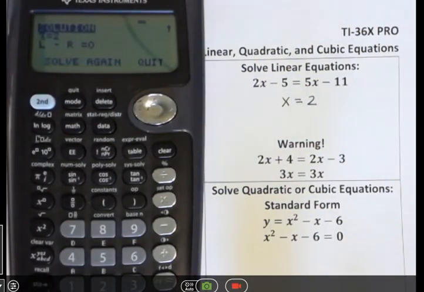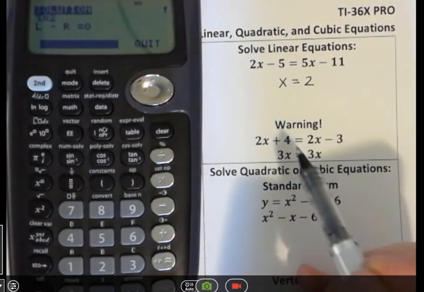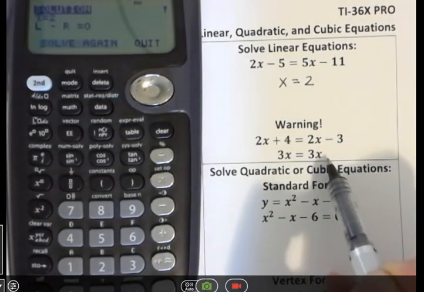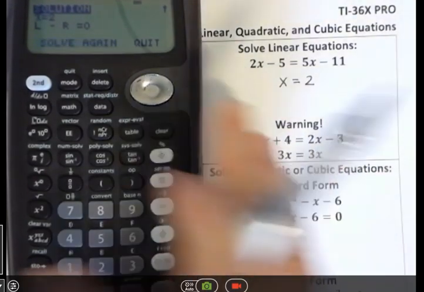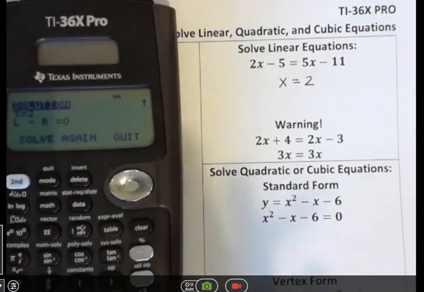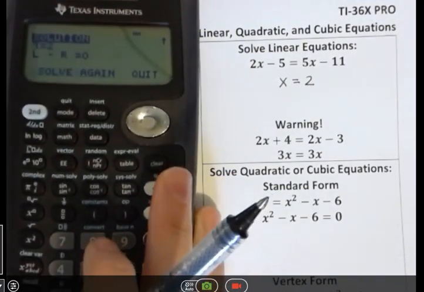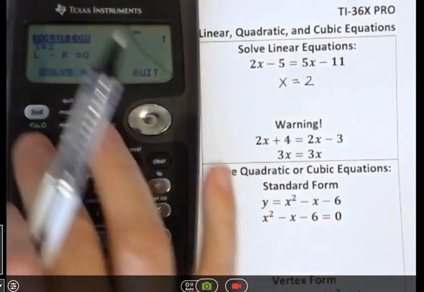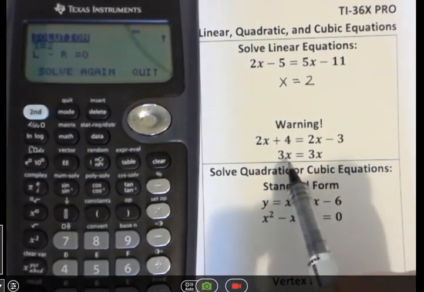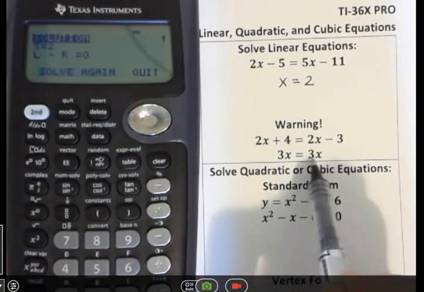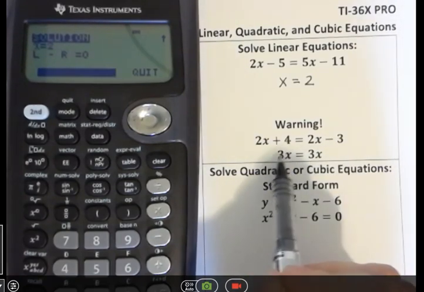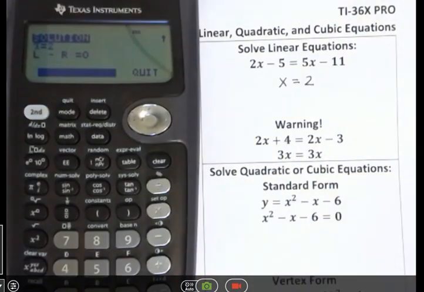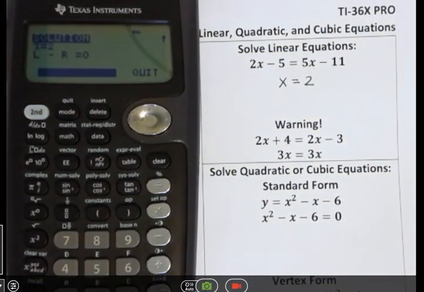What I want to warn you about the TI-36X Pro is if you have equations that have an infinite number of solutions or no solution, it does not do those for you. It'll just show x equals 0. So let's say I put 3x equals 3x. If x is 1, then I have 3 equals 3. If x was 2, I'd have 6 equals 6, and so forth. So any real number could make this true. And if I wanted to put that in the calculator, it wouldn't show me all real numbers.